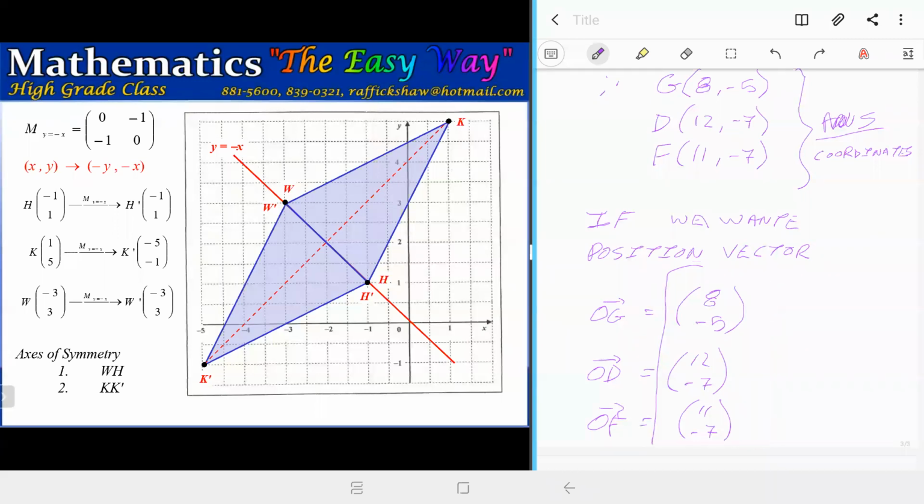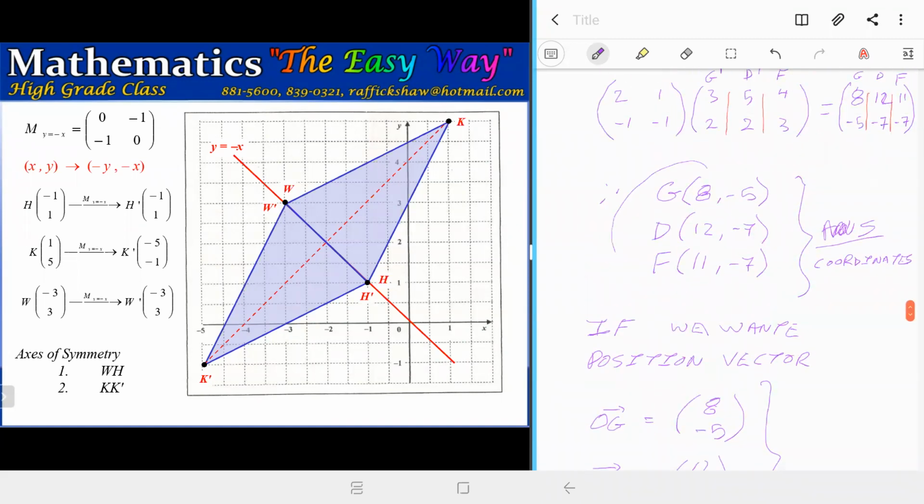So if they want position vectors, you have to give them in the vertical format as column vectors like that. That's how position vectors are written. Understand? But coordinates are always written like this. All right, to make it stick.